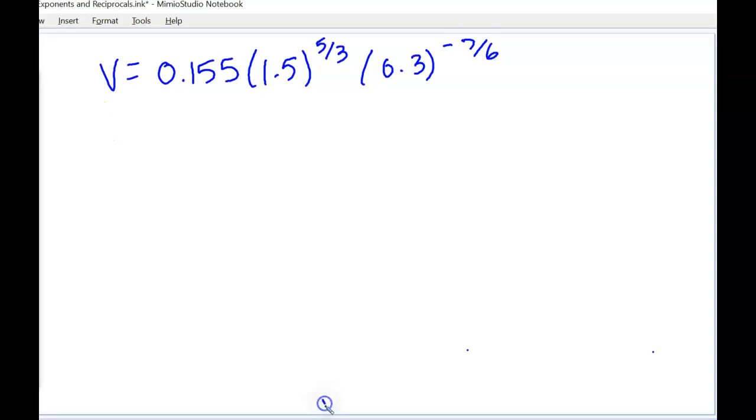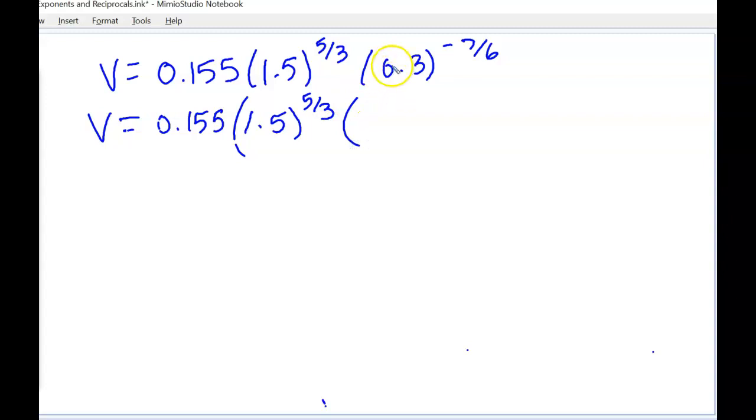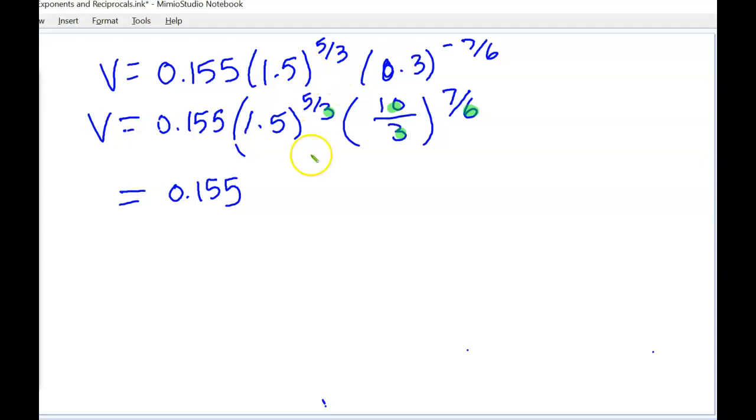Well again, first thing I can do to make my life a little easier is I could write 1.5 as 3/2, but since I'm going to use my calculator, that really doesn't matter. But you could flip, because 0.3 is really 3/10. So if I flip that, that's going to be 10/3 to the positive 7/6. Now we're going to use our calculator. Why? Because there is no exact value of the cube root of 1.5, and there's no exact value of the 6th root of 10/3. So we're going to use our calculator to help us evaluate the whole power.